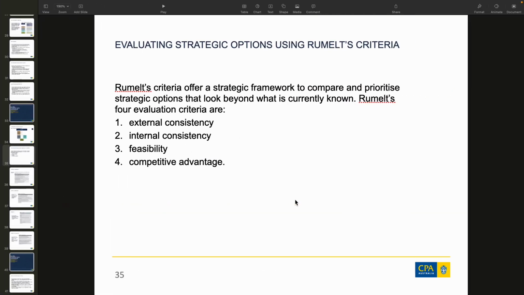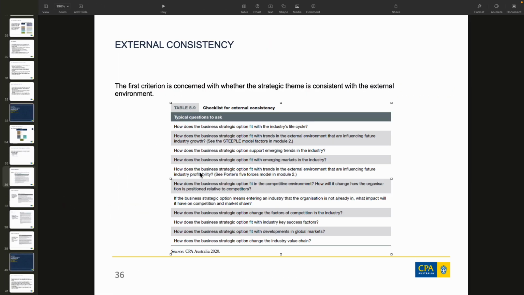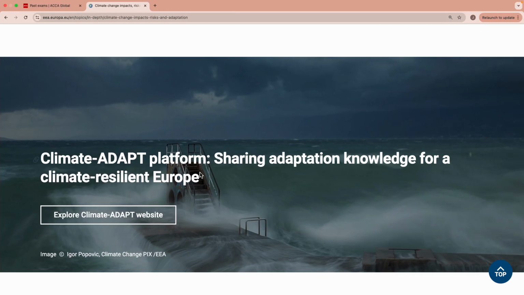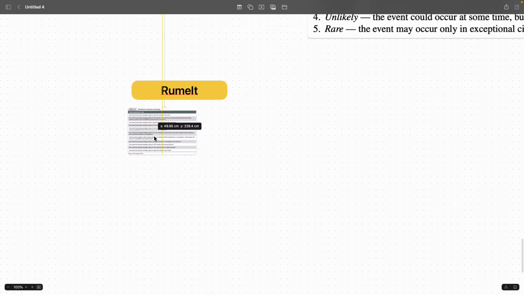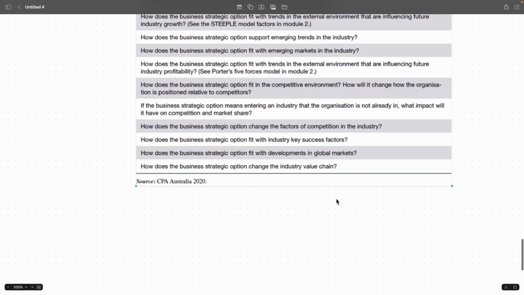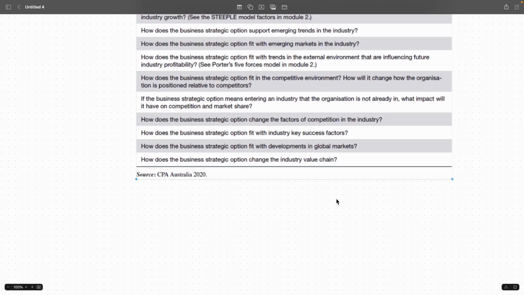Rumelt is kind of important. Remember, Rumelt is kind of important. So they have these ideas. This is a checklist, you don't memorize it, but you use it in the exam if it comes up in the text. How to differentiate feasibility and competitive advantage? Looks the same. Okay, I'll explain the two things first.